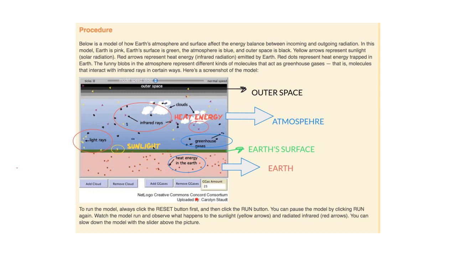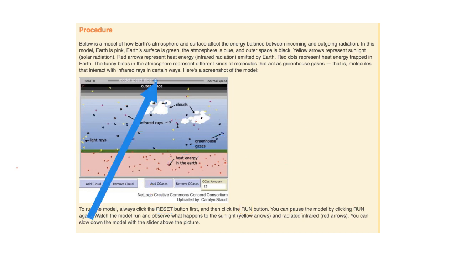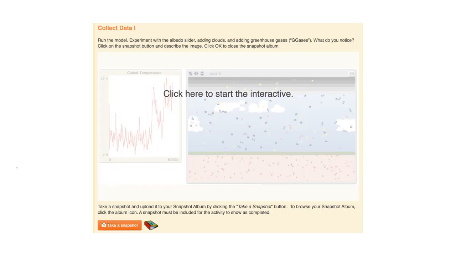Here's a screenshot of the model. To run the model, always click the Reset button first and then click Run. You can pause the model by clicking Run again. Watch the model run and observe what happens to the sunlight, which are the yellow arrows, and radiated infrared, red arrows. You can slow down the model with the slider above the picture. And now we're about to start. Start slowly, always making sure you're reading directions. Do not forget to take a snapshot and to add it to Snapshot album, and then to send it to your teacher. Have fun!